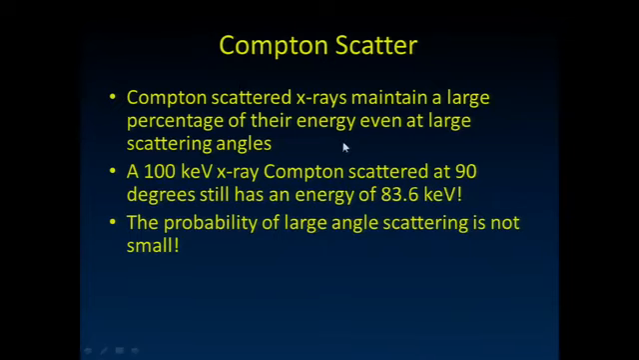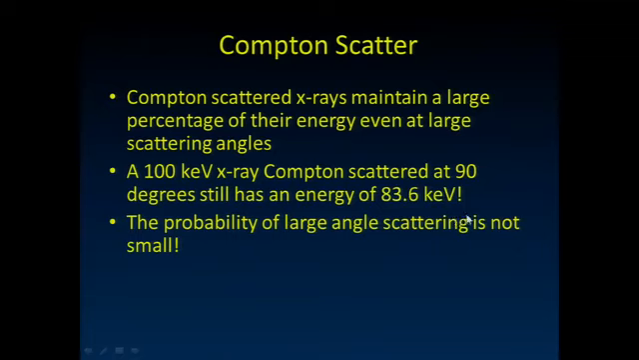They maintain a large percentage of their energy, even at large scattering angles. So it doesn't help us to think about, well, could we get rid of them at the detector if we could somehow do some energy discrimination? We'd have to be really good to make that happen. Take a 100 keV Compton scattered X-ray at 90 degrees. If we started off at 100 keV, it Compton interacted and scattered off at 90 degrees, it still has 83.6 keV of energy. These will escape the patient, right?